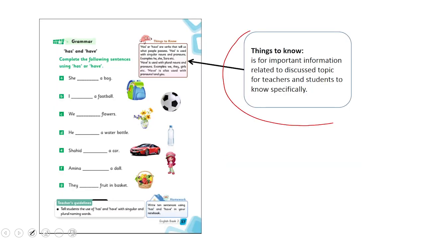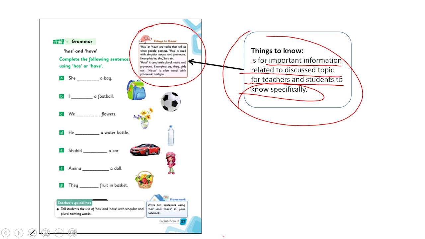The things to know box is for important information related to the discussed topic for teachers and students to know specifically. This box has definitions, rules and examples of the discussed topic. This box is giving important information related to the use of has and have with examples and definition, which is very important for students to know how to use has and have in their sentences.